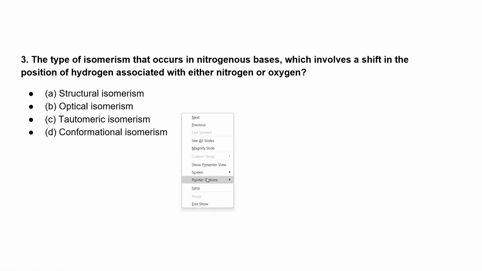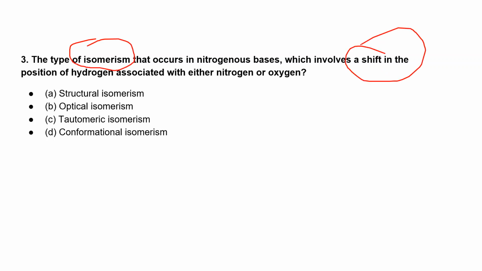Anyone? So, in which type of isomerism is there a shift in the position of hydrogen? Okay, so let's see the answer for this question.